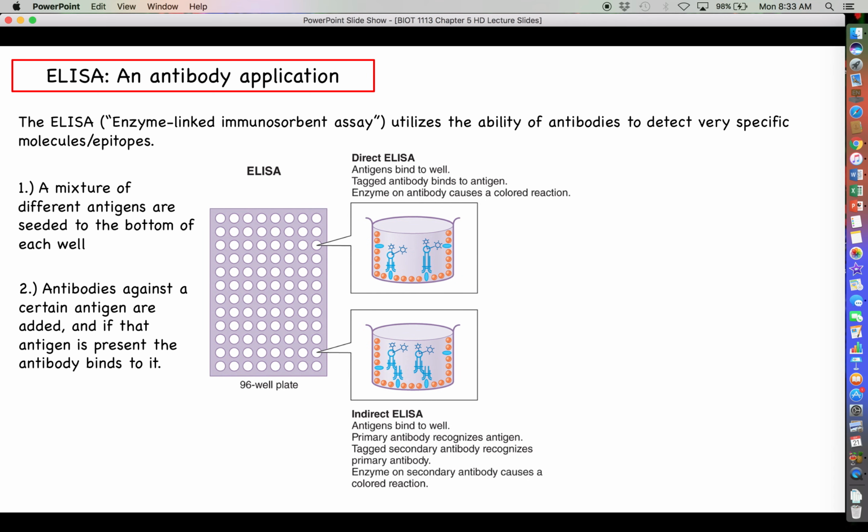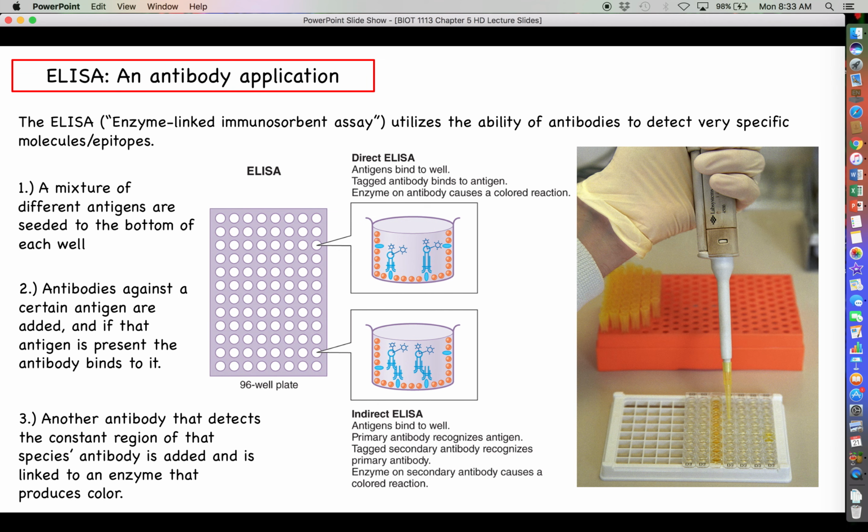So if the serum or whatever it is you added to the well initially actually contains the epitope or antigen that that antibody binds to, those antibodies are going to stick to it and not anything else in the well. And then finally, after this is done, another antibody is added that is specific for the constant region of the initial antibody that you added. The initial antibody is called the primary antibody. The primary antibody recognizes the antigen present in the well. The next antibody is called the secondary antibody, and it recognizes the primary antibody.